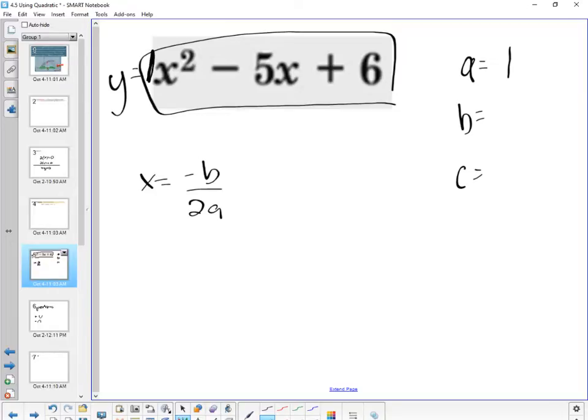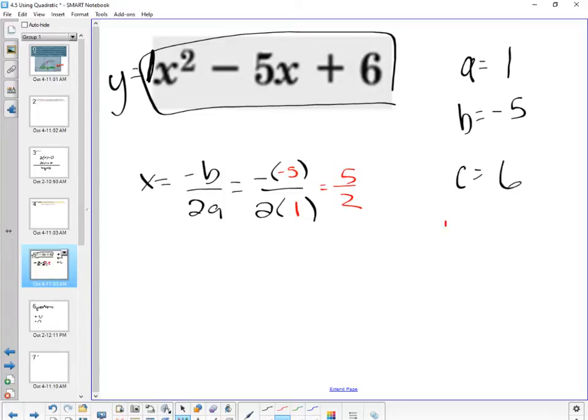Next one, B. What's my B value? Negative 5. And then Daisha, what's my C value? Positive 6. Good job. Okay, so we're going to plug into here. I've got negative B over 2 times A. Go ahead and figure out what the axis of symmetry is going to be for me, please. 5 over 2. Yes, sir. Negative cancel out. So I'm going to get 5 over 2.